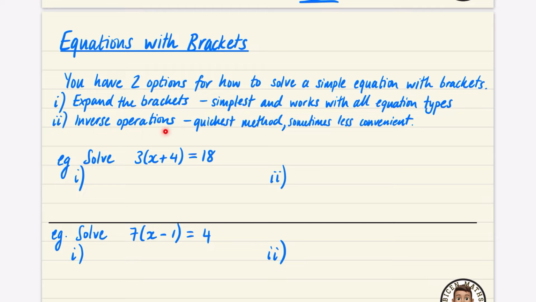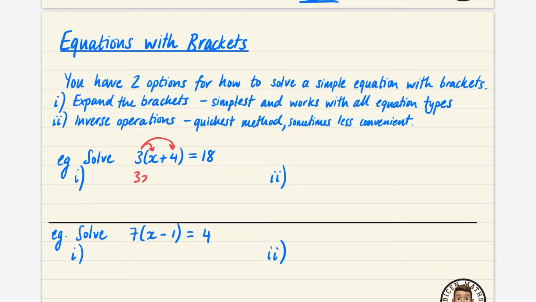Or if you want to spot a shortcut, you can do some inverse operations, which is the quickest method, but it's sometimes less convenient and sometimes won't be as neat. So I'm going to start off by just doing the expanding the brackets method, and then it just becomes like a normal question. So when I expand the brackets, remember how you expand these.